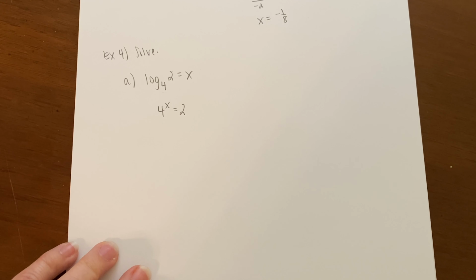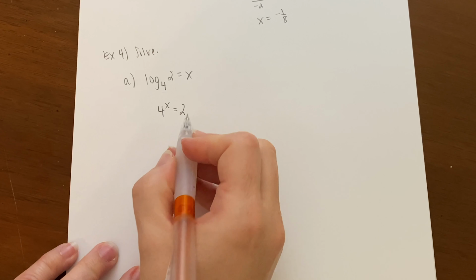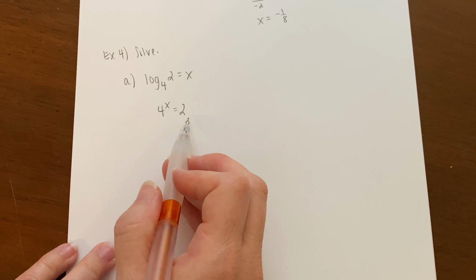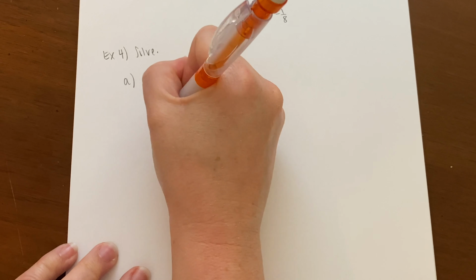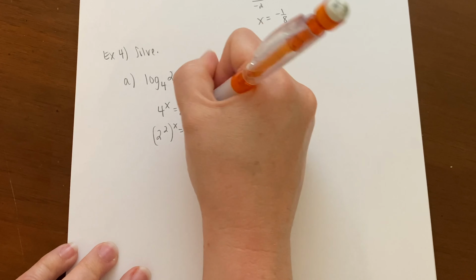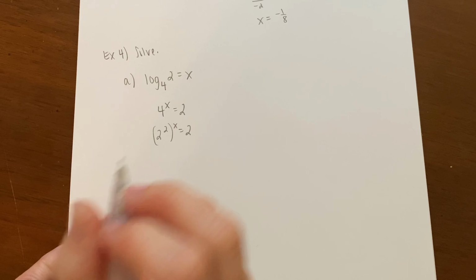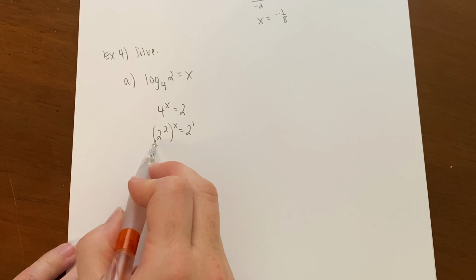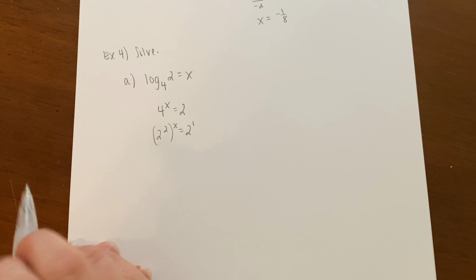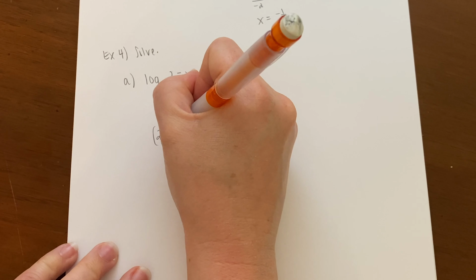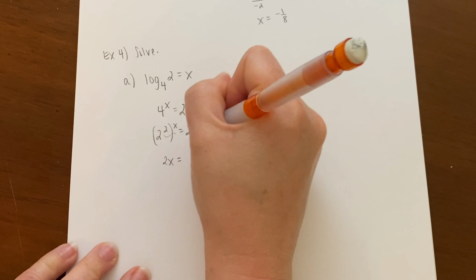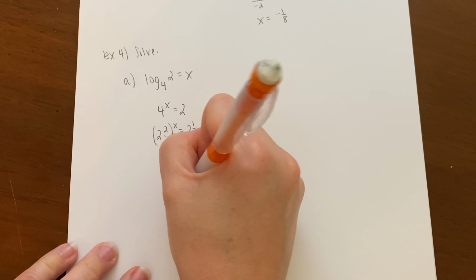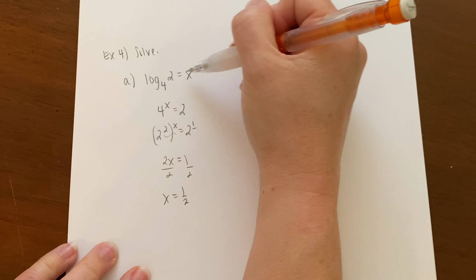Now I want the bases to be the same. I have a 4 and a 2. You want to rewrite the larger number as a power of the smaller number when you can. So 4 can be rewritten as 2 squared, and then this is going to be equal to 2. It doesn't have an exponent, so it's understood to be to the first power. Base 2 on the left, base 2 on the right. Once the bases are the same, we can bring down the exponents. So 2x equals 1. Then you're just solving for x. x equals 1/2. So log base 4 of 2 equals 1/2.